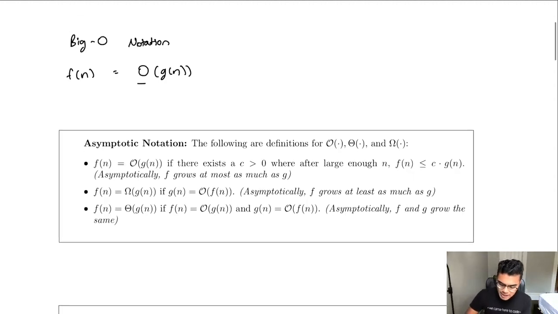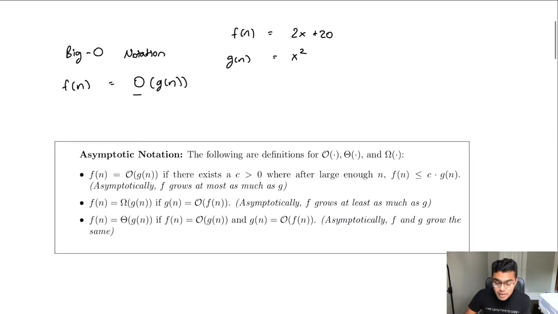The example in the textbook is, let's say f of n is equal to 2n plus 20, and g of n is equal to n squared. If I want to figure out whether f of n is big O of g of n, how would I figure this out? My goal is to figure out, is the rate of f of n capped by g of n?